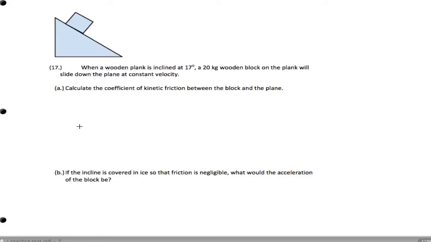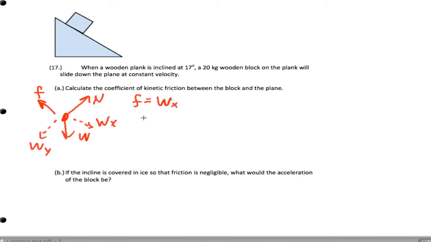We have a wooden plank and a 20 kilogram block on it, and we want to find some things, so let's go ahead and do a free body diagram. I have the normal, I have the weight, and I have the friction force going up like this. Now I need to split the weight into the proper components. So I have Wx and Wy. So the forces are balanced, so I know Wx balances the friction, and I know that Wy balances the normal force.